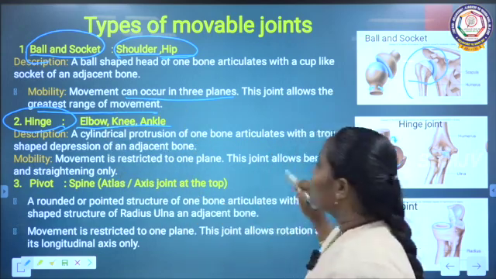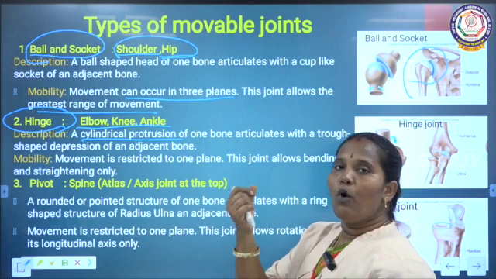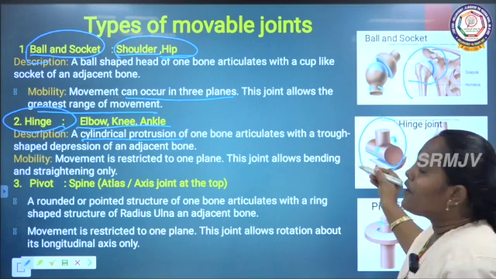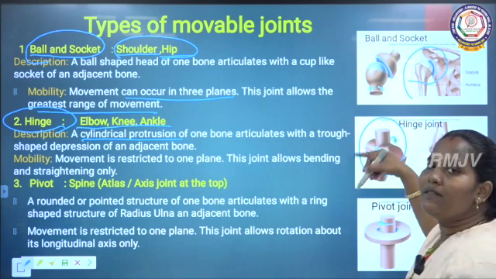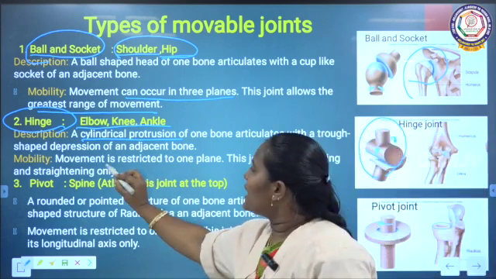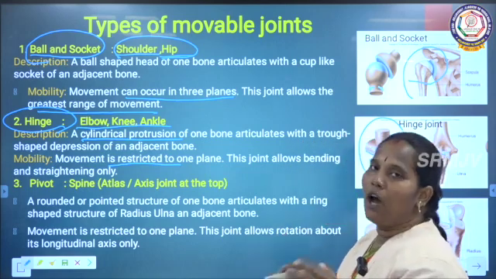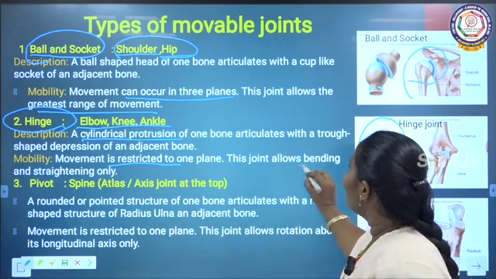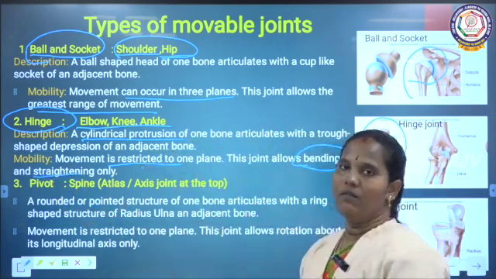See, what is special in this hinge joint? The end of one bone is cylindrical, and the other is trough shaped. So this cylindrical end attaches with the trough shaped one, and it makes these movements. Clear? This type of movement is restricted. Restricted means it allows only one plane or two planes. While straightening and stretching our hand, it allows only bending and straightening. That's why it is called the restricted type of movement.